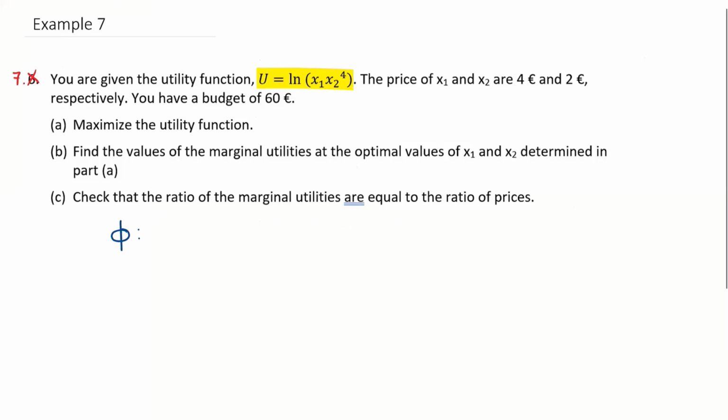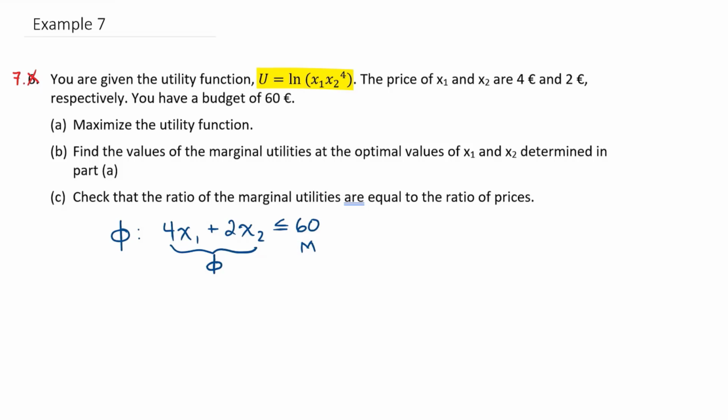And our constraint is going to be that for item 1, the price is going to be €4. So 4 times x1, plus the price of item 2 is going to be €2, so 2 times x2, and our budget is going to be €60. So there's our constraint. This will be the m value, this will be the constraint portion when we set up our Lagrange function.